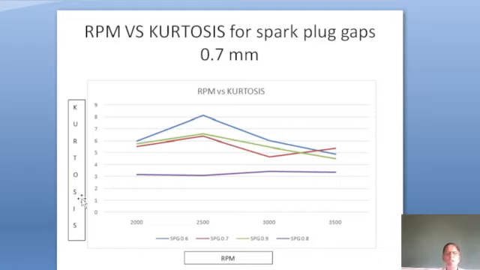And we know that kurtosis values around 3 are an indication of the normal working of any machine component or any IC engine, and when the value of kurtosis goes away from 3, that means some defects or some fault starts coming into the engine or into the machine.